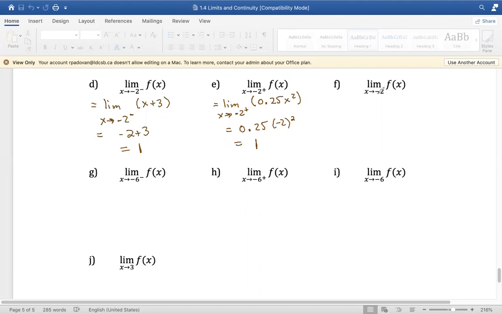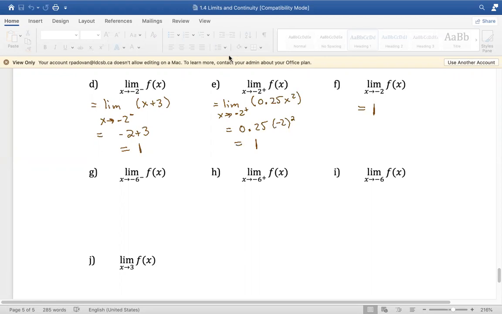So the limit as x is approaching negative 2, the overall limit from either side, they're the same number. So it does equal 1 and the limit exists here. So it's a continuous curve at this point. At this point of approaching negative 2, it's a continuous curve. Okay, let's look at the limit as x is approaching negative 6 from the left side and from the right side.